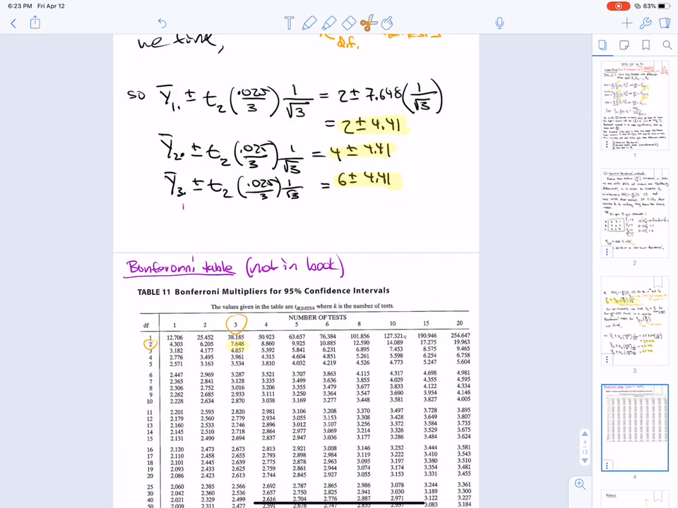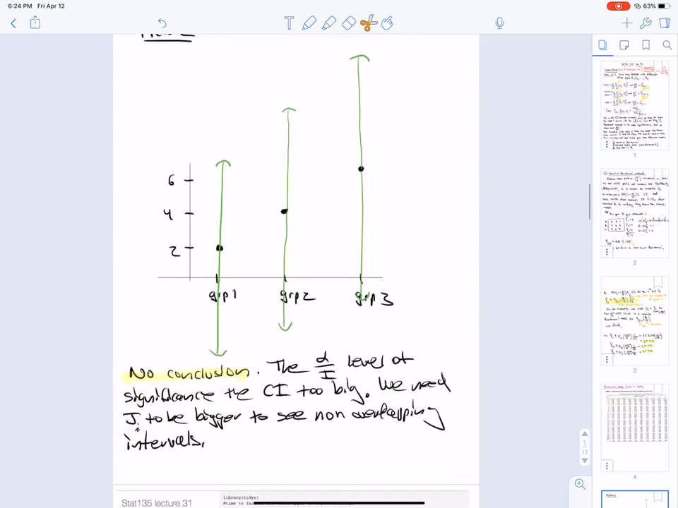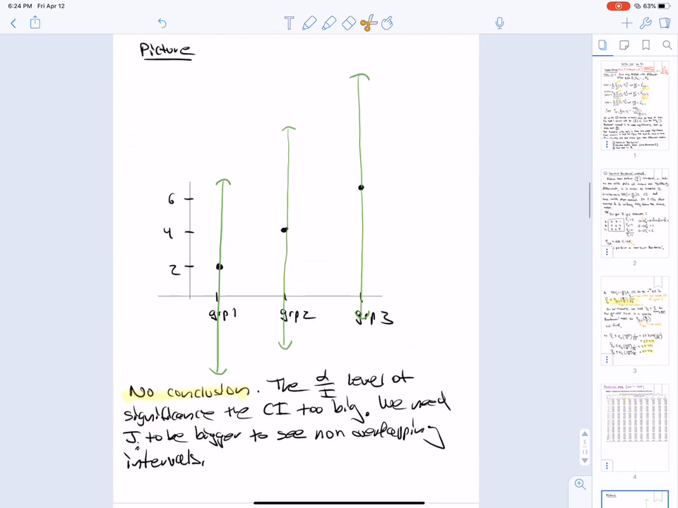So we get 7.648, and hence it's 2 plus or minus 4.41, 4 plus or minus 4.41, 6 plus or minus 4.41. And if you plot these, you see that they don't overlap, and hence we would not be able to conclude that the group means, any of the group means, are different from one another.